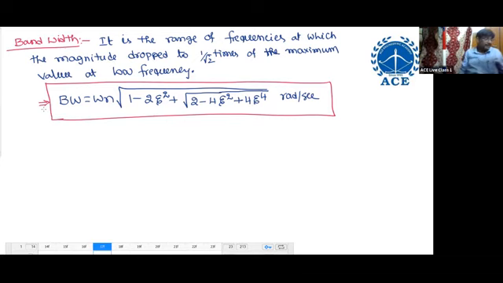This is the bandwidth. What is the bandwidth for a first order system? Anybody? Bandwidth for a first order system. One by tau. Very good.